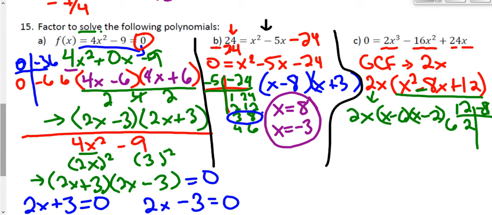These are all of my factors. To finish this problem, I want to make sure to set every single factor equal to 0, every single one, and I have 3 here. I've got 2x. I'm going to set that equal to 0, which gives me x is 0. 0 divided by 2 is just 0. Then I have x minus 6 equals 0, so x is going to be 6. And I have x minus 2 equals 0.